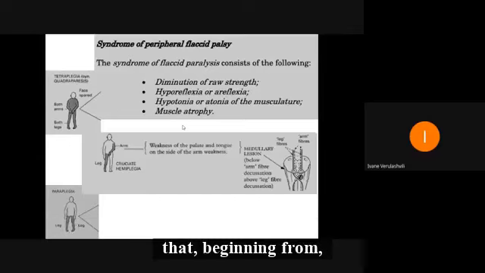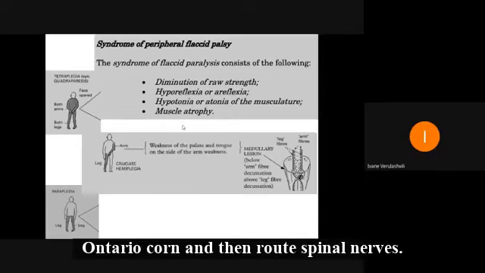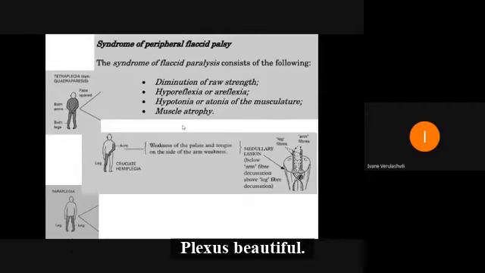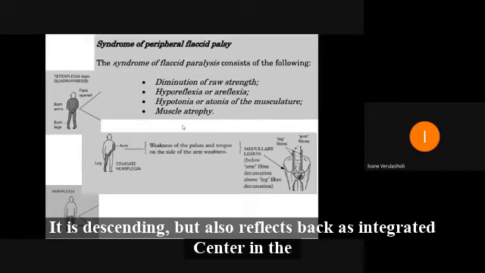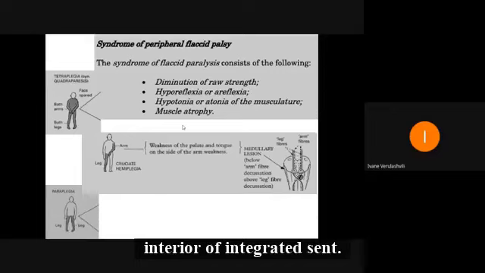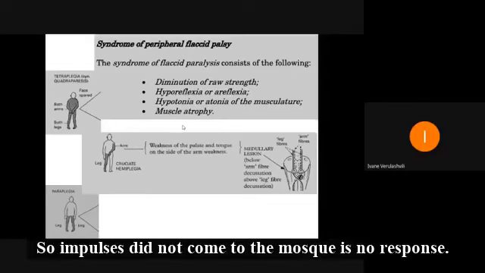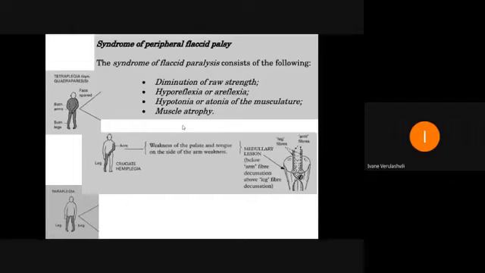As we say, beginning from the anterior horn and then root, spinal nerve, plexus, peripheral nerve, it is the descending part of the reflex arc, as well as the integrated center in the anterior horn. So impulses do not come to the muscle, and you know that there is no response if any part of the reflex arc is damaged. Observe areflexia.